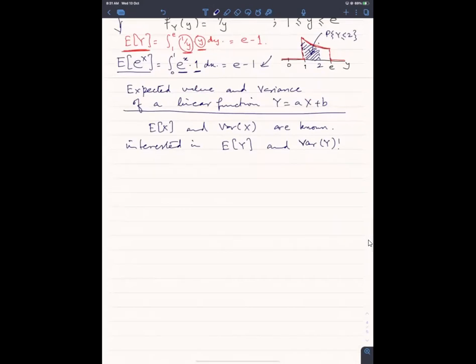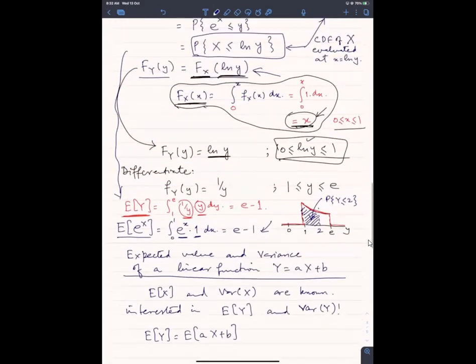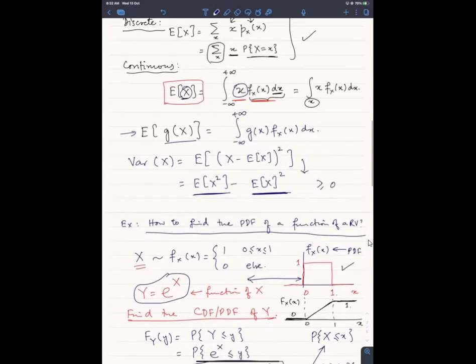Well, we did this in the discrete case. Exactly the same is applicable here. So the expected value of y would be equal to the expected value of ax plus b. A and b are constants, and expectations are linear. We saw this in the discrete case and also in the continuous case. Just look at the definition of expectation.